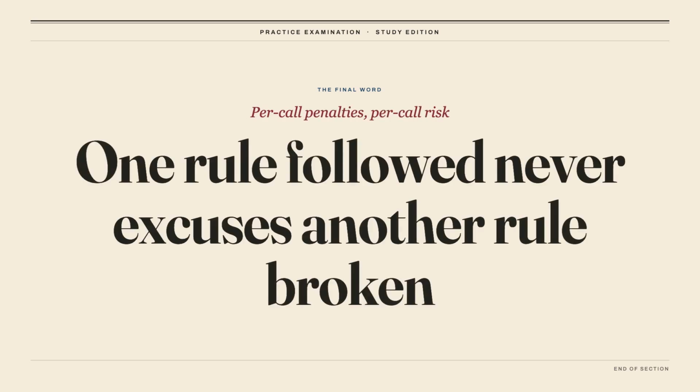Penalties apply per call, turning a purchase list into an existential risk rather than a citation. Lawful prospecting means scrubbing against the registry, keeping an internal list, documenting consent, and treating every requirement as independent.